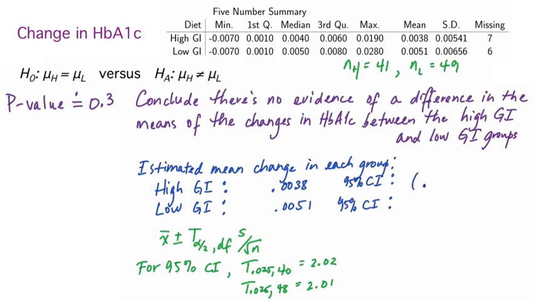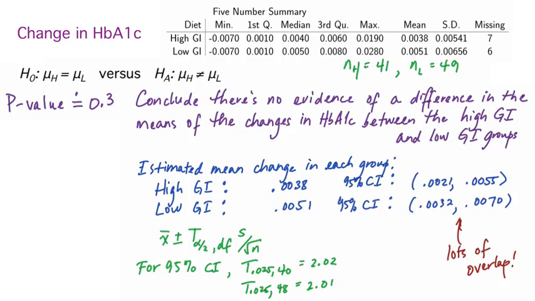And you can verify that the confidence intervals are these. Note that the confidence intervals overlap quite a bit. This is to be expected since we didn't see a statistically significant difference between the two groups.